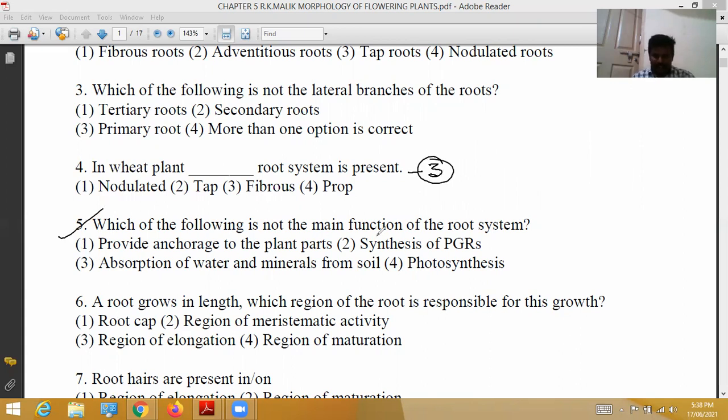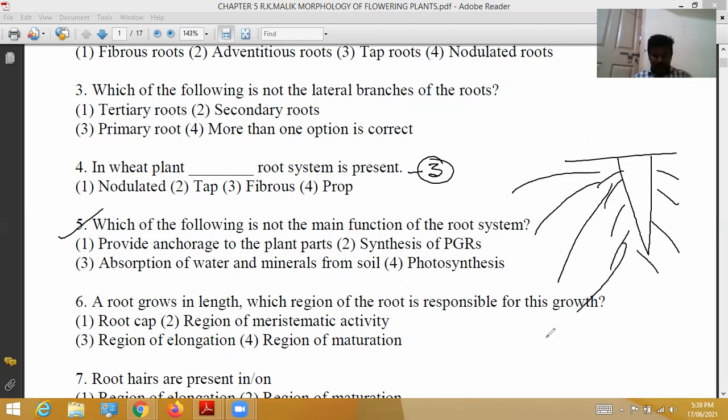Next, let us see the fifth question. Which of the following is not the main function of the root system? First, providing anchorage to the plants. Generally, this is the primary root, these are called secondary roots, and these are called tertiary roots. Primary roots, secondary roots, tertiary roots all provide support. Anchorage means support to the plant parts. So it is a function of the root system.